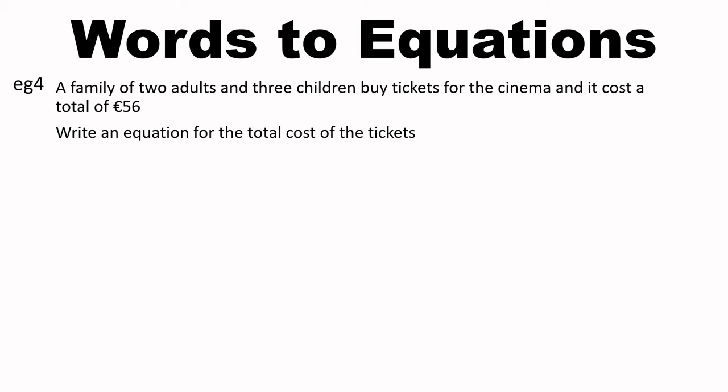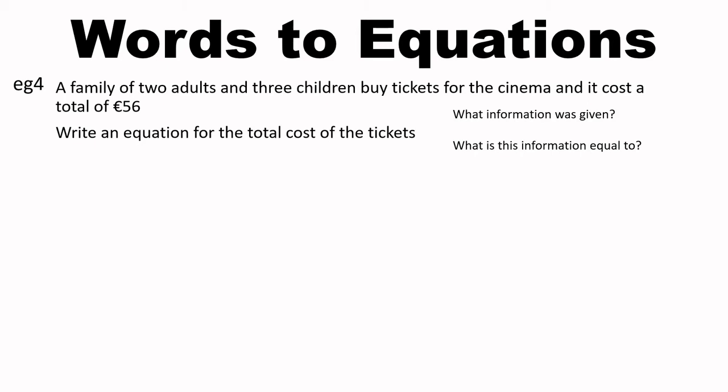Let's try another challenging question now. A family of 2 adults and 3 children buy tickets for the cinema, and it cost a total of 56 euros. Write an equation for the total cost of their tickets. Okay, before we get started, what information was given? Well, we know how many people are going to the cinema. There are 2 adults and 3 children. We also know what this information is equal to. The 56 euros represents the total cost of the 2 adults and 3 children's cinema tickets.